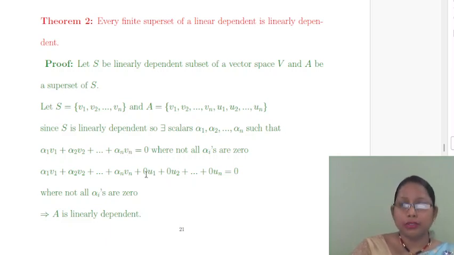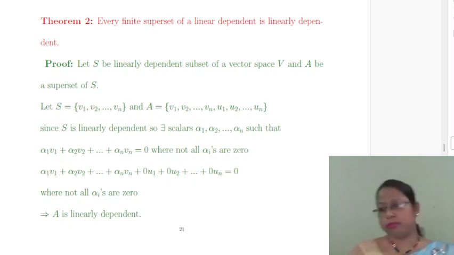I am adding this portion, that is 0 u1 plus 0 u2 up to 0 un. That will not change this equation. So this is a linear combination of the elements of A. Here not all alpha i are 0. This implies A is linearly dependent.